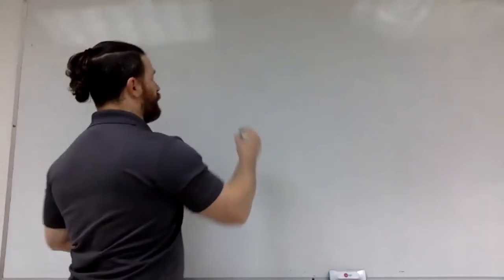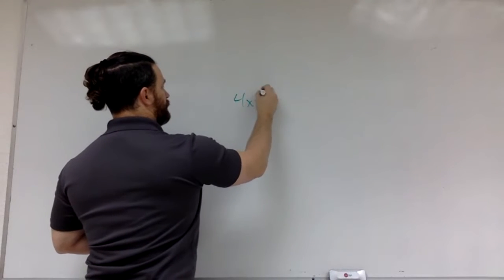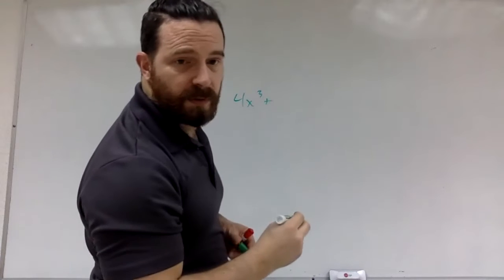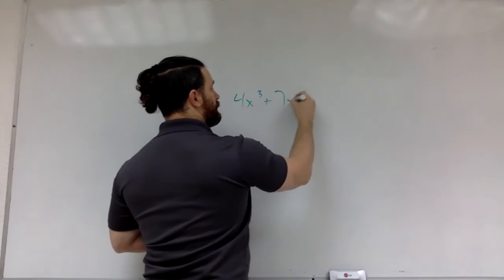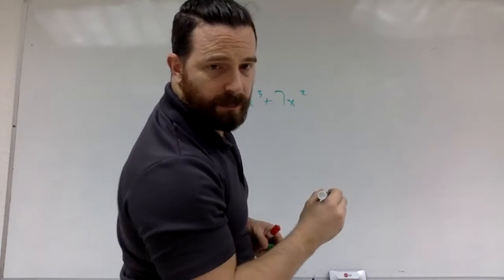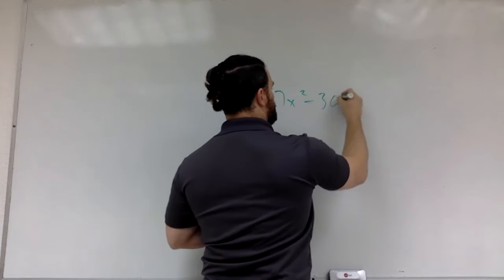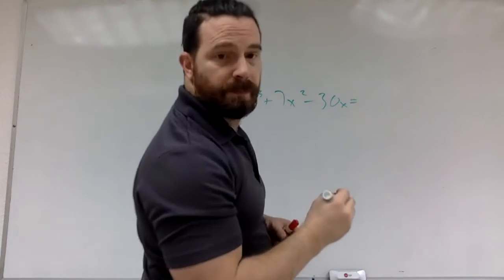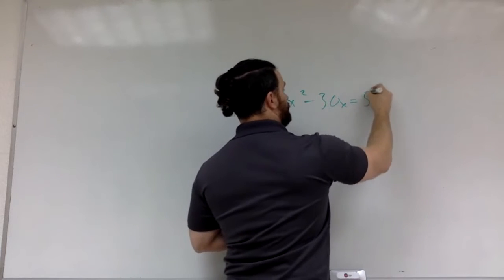Go to number 3. So number 3, I have 4x cubed plus 7x squared minus 30x equal to 5x squared.